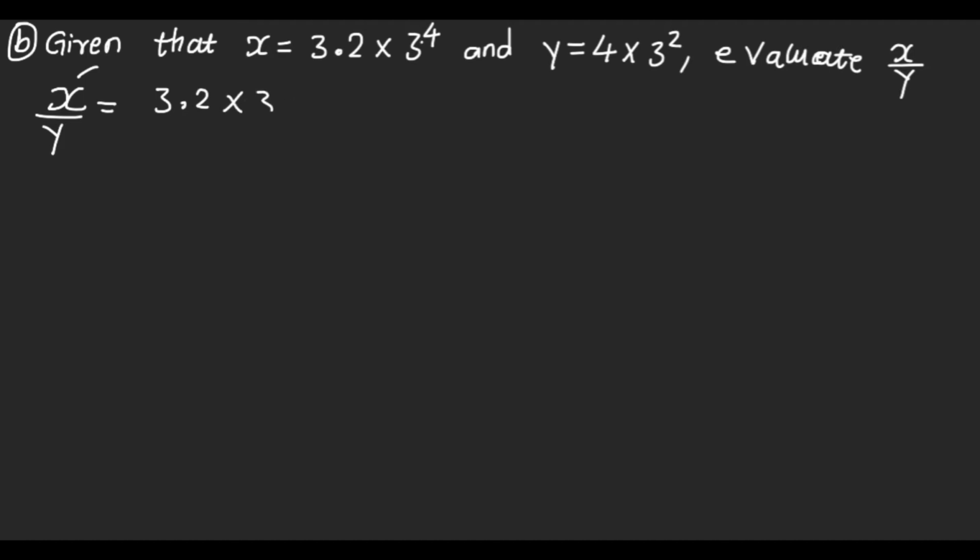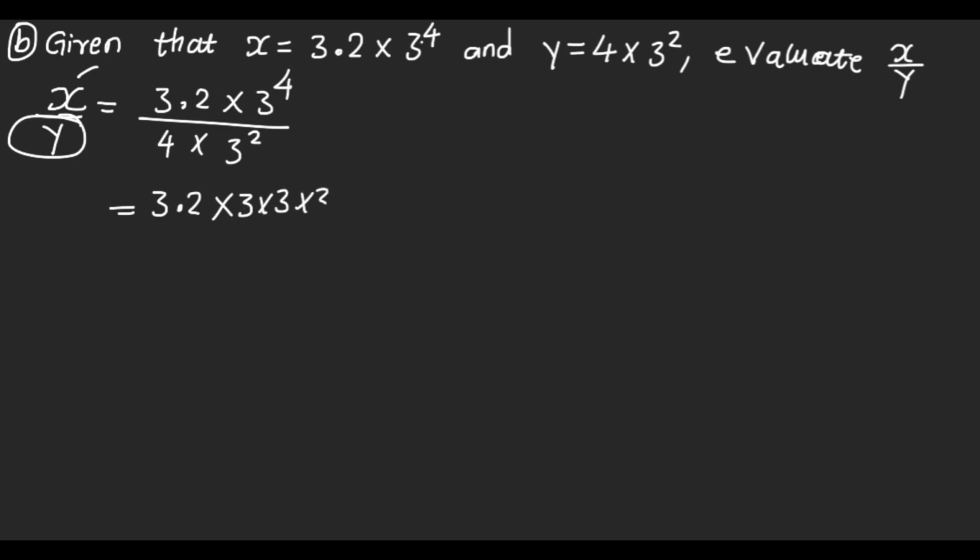So we have 3.2 times 3 to the power 4 over 4 times 3 raised to the power 2, where y is substituted with this. Now there are so many ways in which you can simplify a question like this one. Let's first expand. Since we have 3 raised to the power 4, this means we multiply 3 times 3, 4 times, over 4 times 3 raised to the power 2. We just multiply 3 times 3.